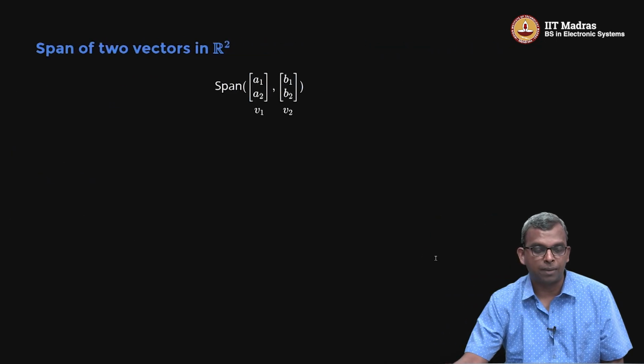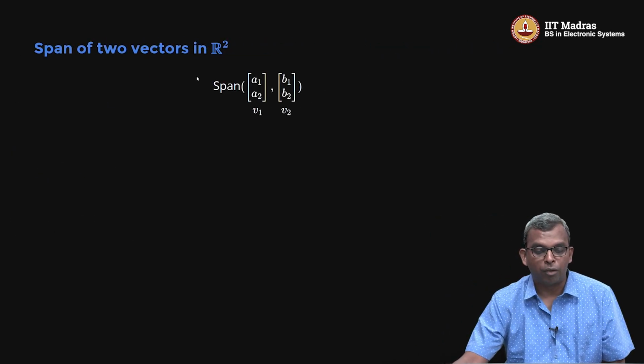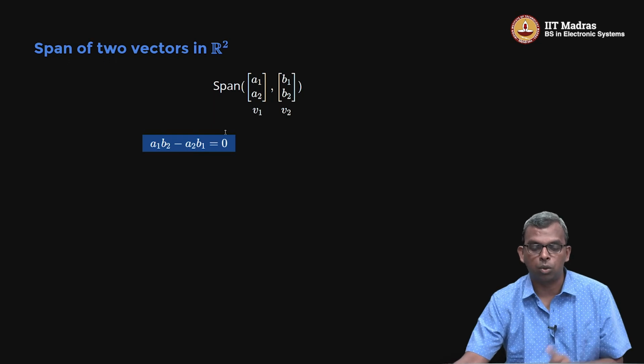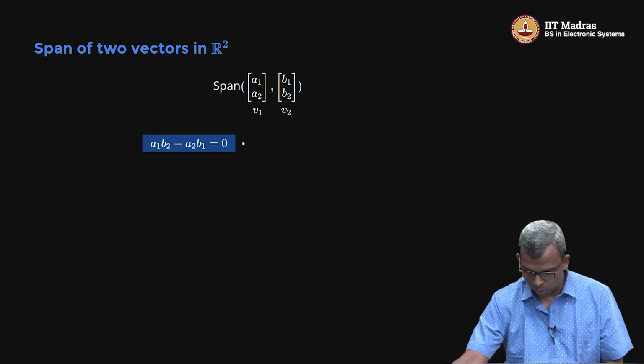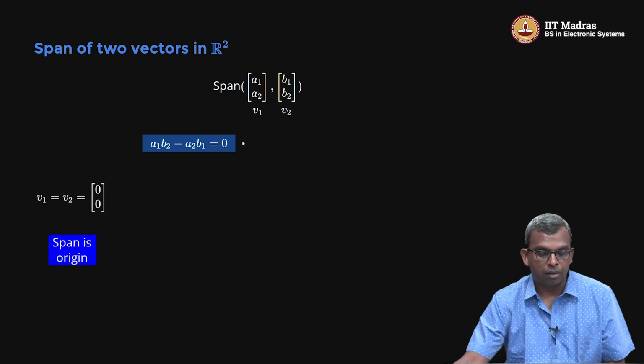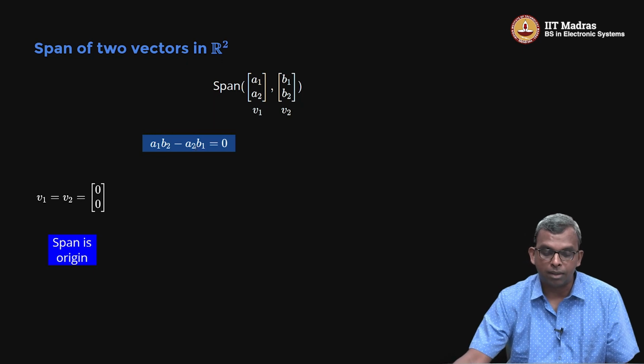Okay, so let's summarize this. If you have two vectors V1 and V2, with components A1, A2 and B1, B2, how does their span behave? Everything depends on A1 B2 minus A2 B1. So that controls everything. A1 B2 minus A2 B1, right? This diagonal sort of thing. If this is 0, then you have interesting cases. How can A1 B2 minus A2 B1 be 0?